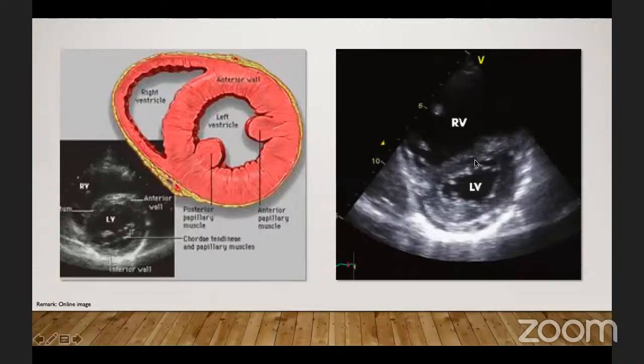This is how it looks, a D shape, due to increased RV pressure. And you can see here how the septum is pushed toward the LV side, and it gives you the D-shaped appearance.